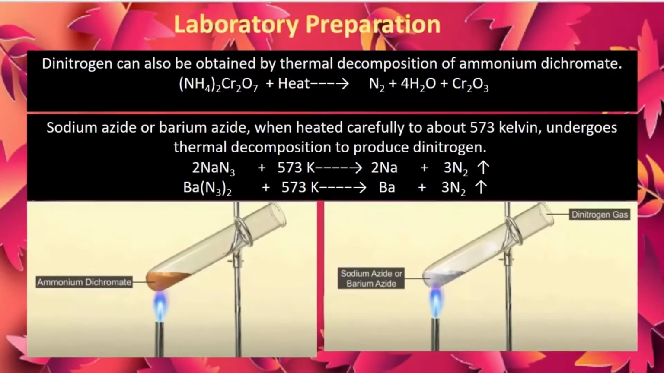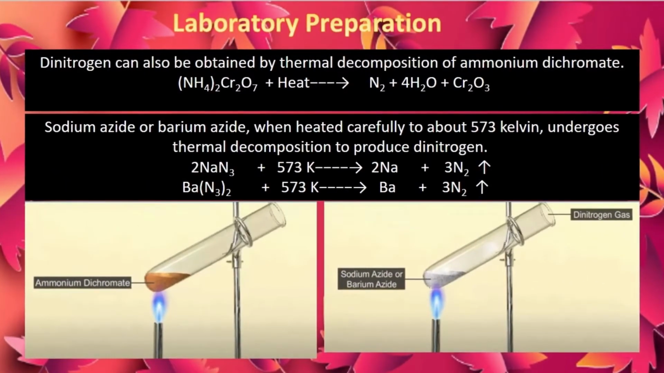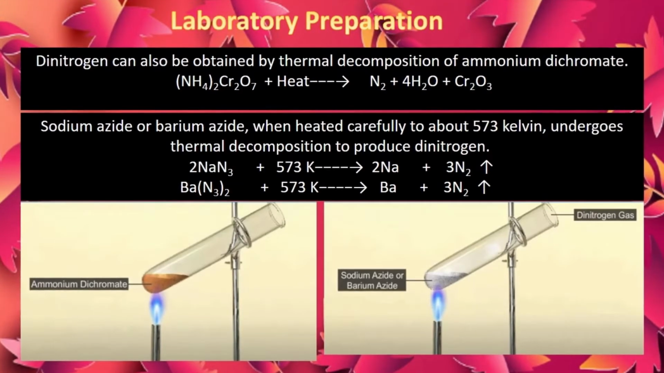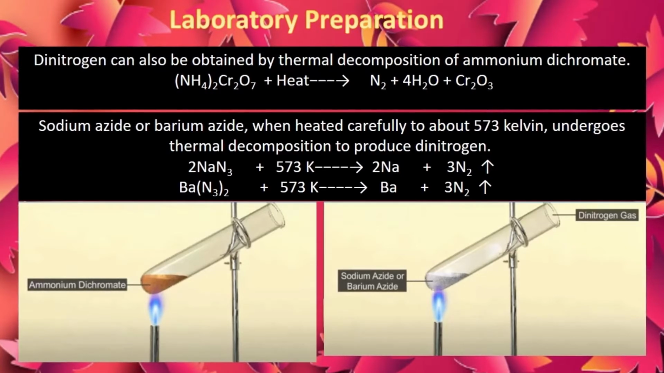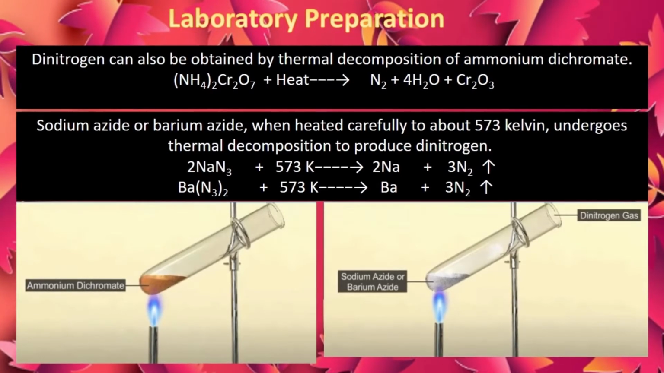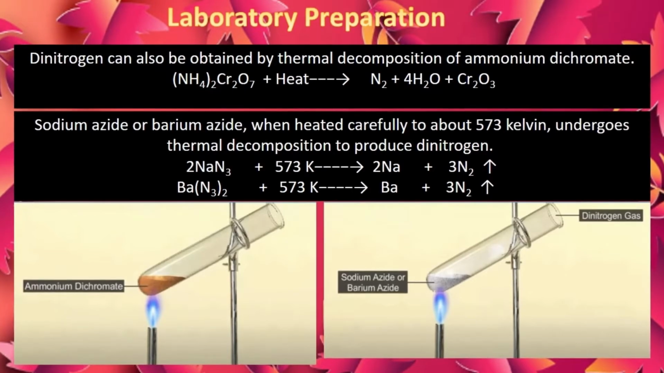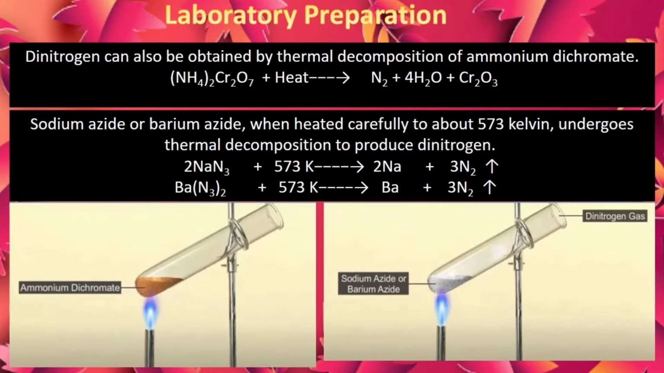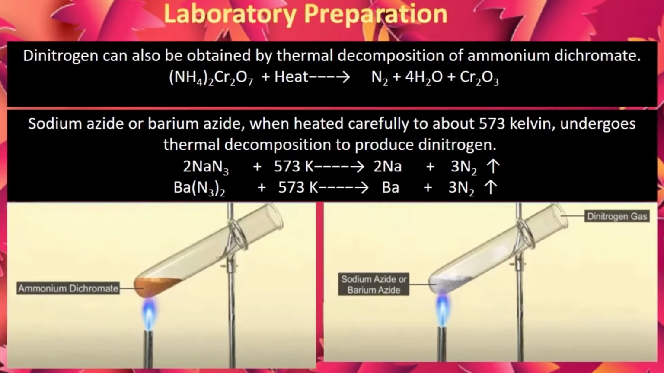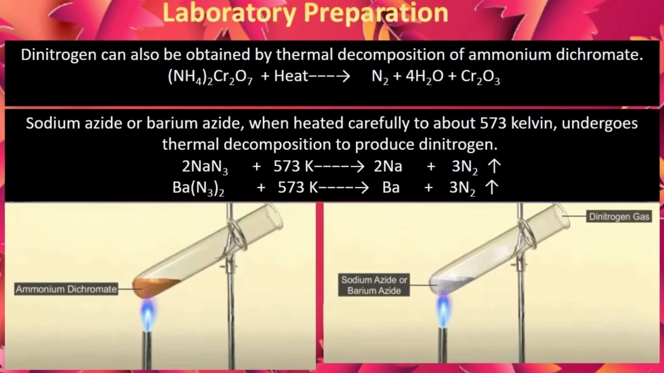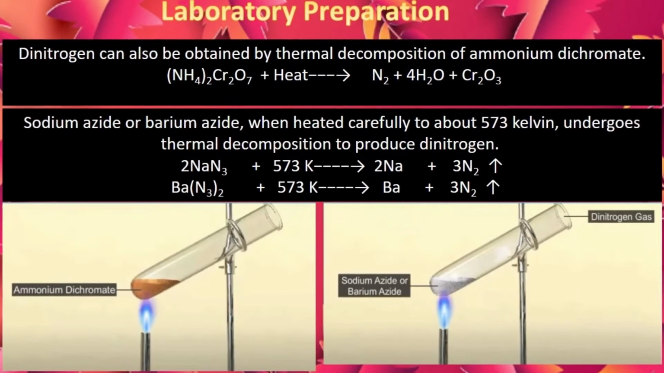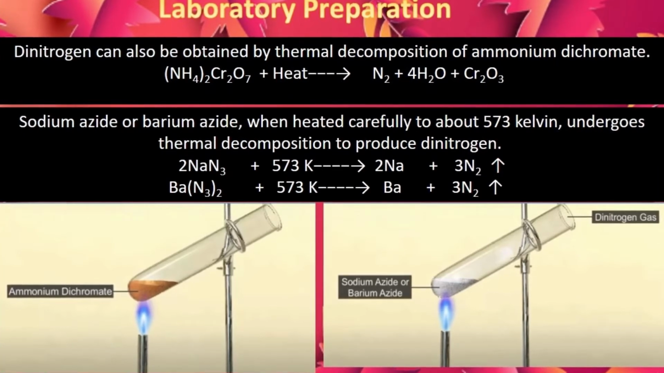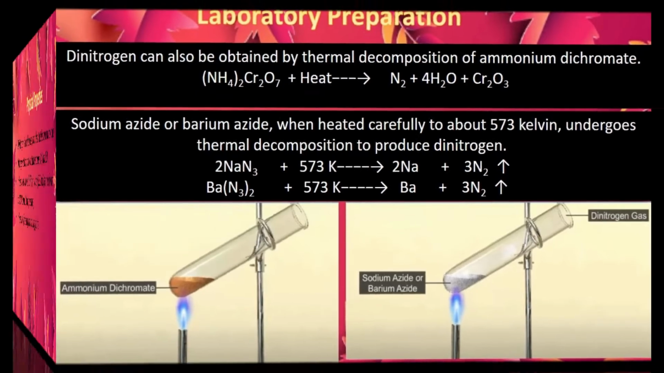The second method to prepare dinitrogen in the laboratory is by heating ammonium dichromate. When ammonium dichromate is heated, it produces nitrogen gas, water vapor and chromium oxide. The last method is by heating sodium azide or barium azide at around 573 Kelvin. When we heat sodium azide or barium azide, it will decompose to give out dinitrogen gas.